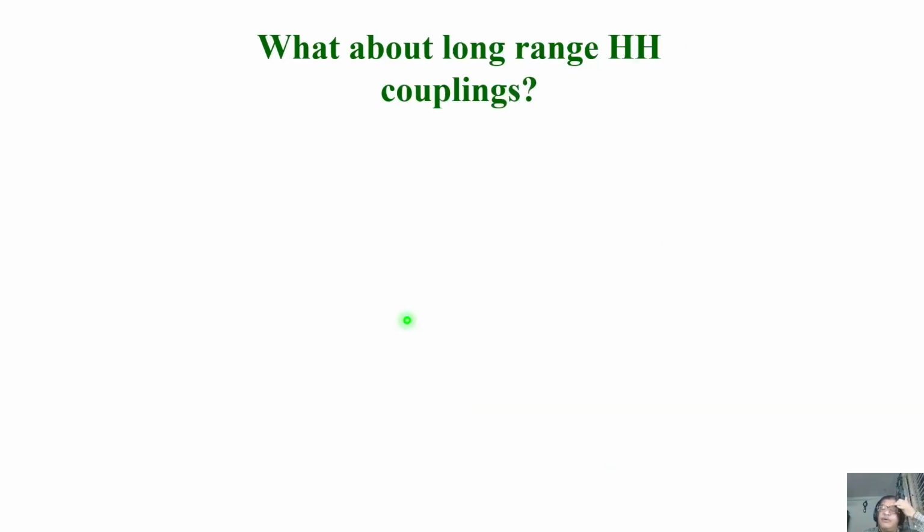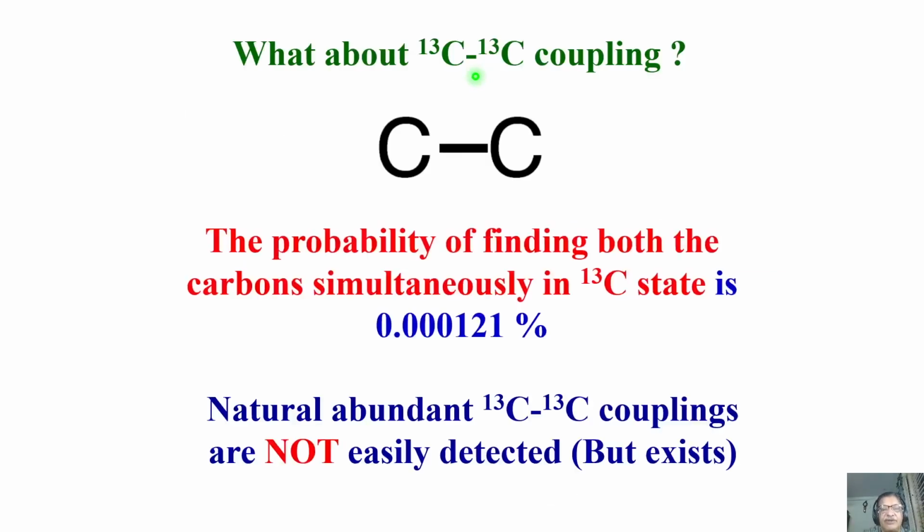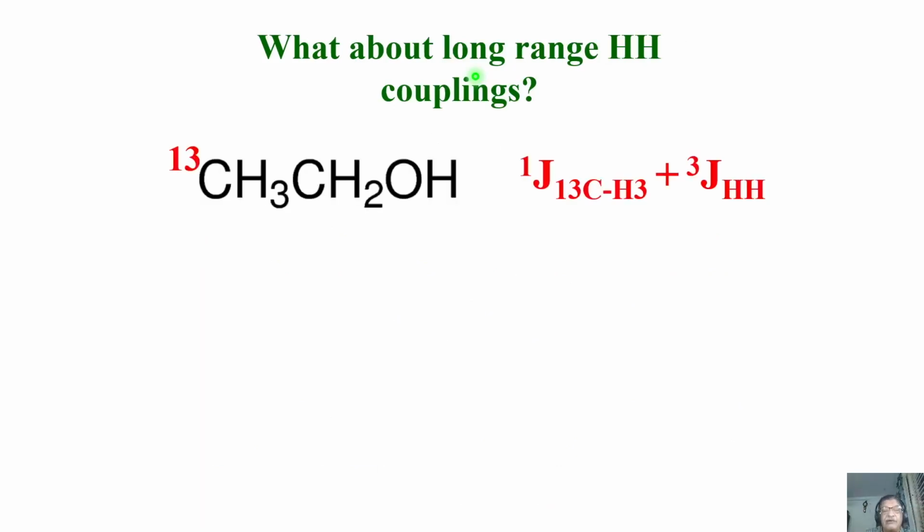Okay. Now we'll ask another question. What about long-range proton-proton couplings which are affecting the carbon? Remember, when I was looking at this ethyl alcohol spectrum, I saw these two protons coupled to this one makes it a triplet. These three protons coupled to this proton makes it a quartet. That was there in the proton spectrum. And just because you are now looking at carbon 13 NMR does not mean this coupling does not exist. That coupling also exists. Now what about those long-range proton-proton couplings? How do they get reflected in the spectrum? Let us look at it.